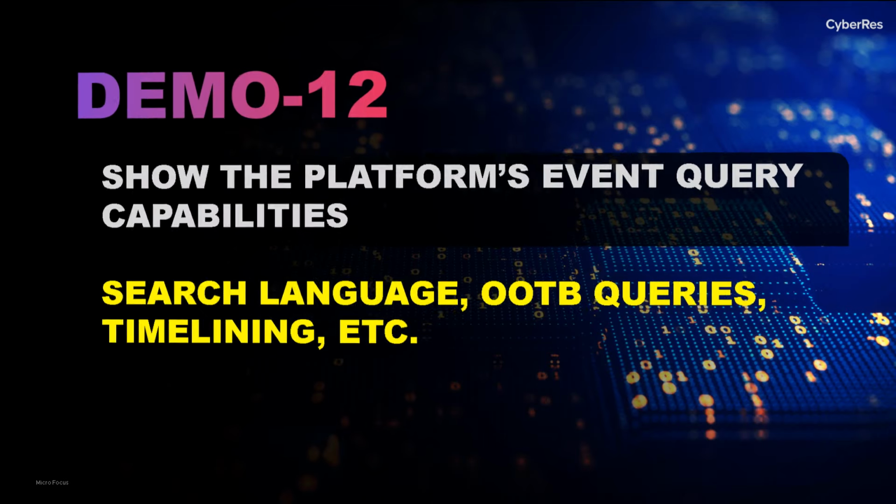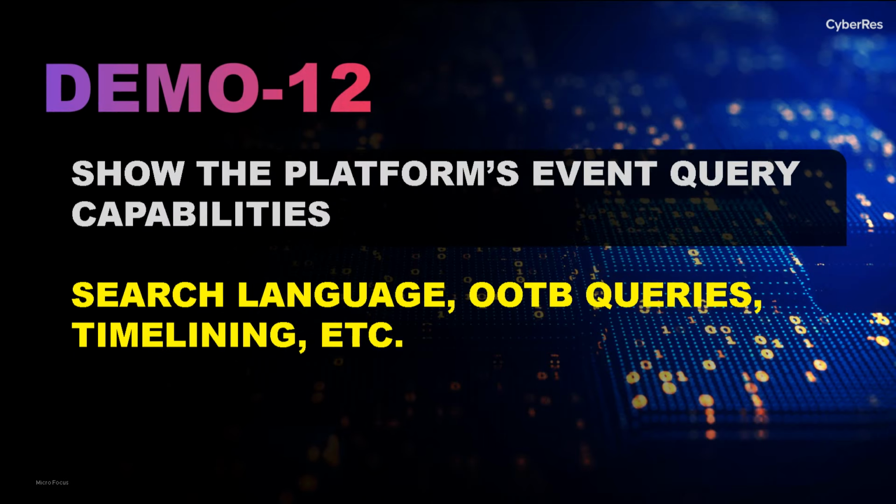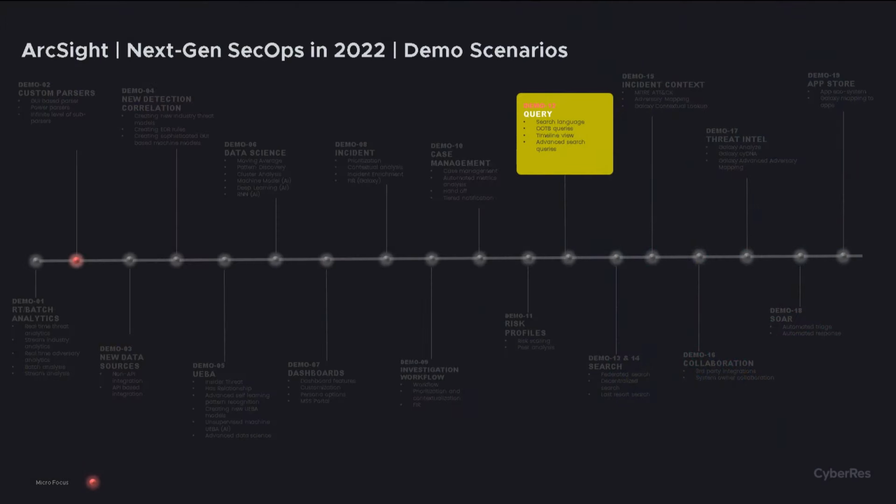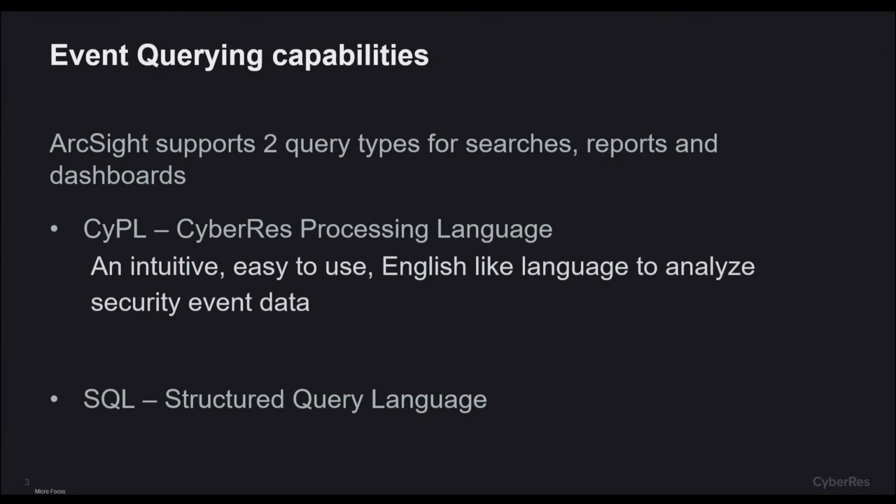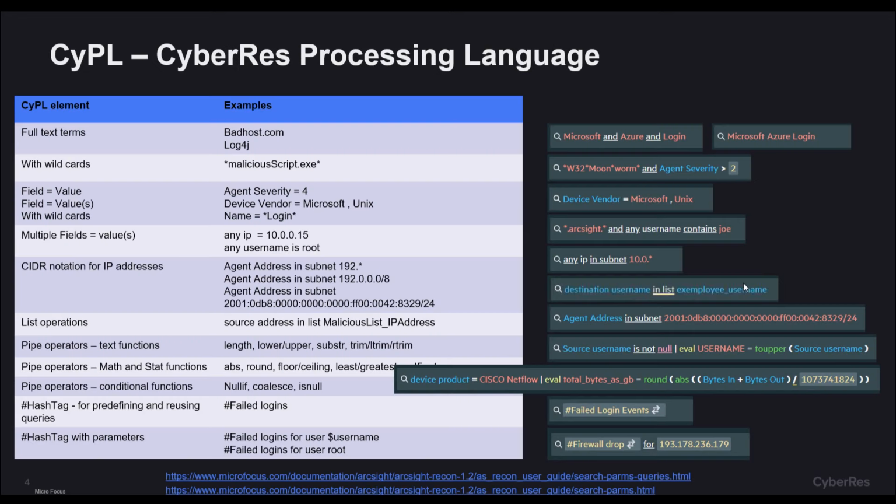In scenario 12, we will demonstrate ArcSight's rich event querying capabilities, its user interface, and out-of-the-box content. ArcSight supports two types of search query. First is a proprietary query language called CYPL, or CyberRes Processing Language, designed to be an intuitive and easy-to-use English-like query language to analyze security event data. Secondly, we also support the industry-standard SQL.